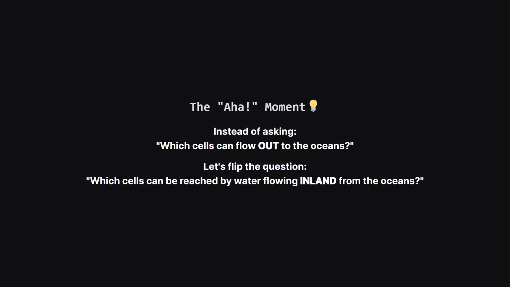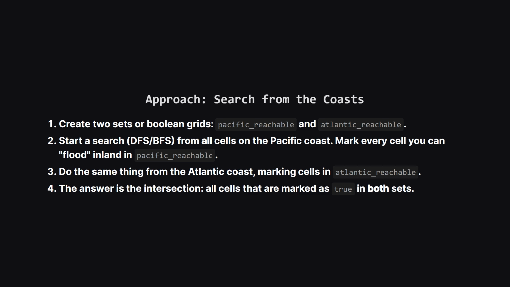And here's the key insight, the aha moment for this problem. Instead of thinking about water flowing downhill to the oceans, let's imagine the oceans are rising and water is flowing inland. The rule is just reversed. Water can flow from the ocean to an adjacent cell if the cell's height is greater than or equal to the water's current height. So here's our new plan.